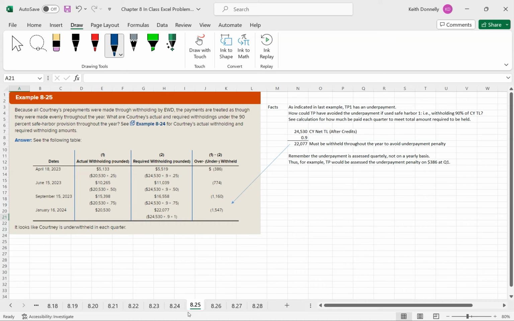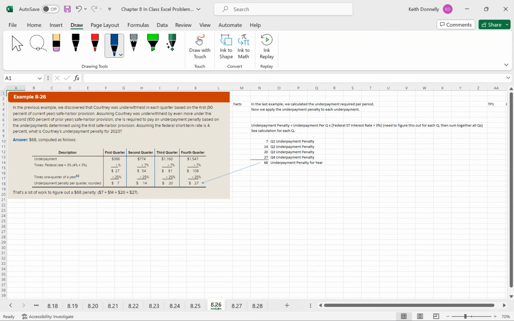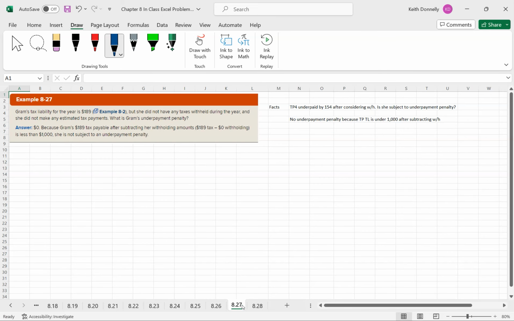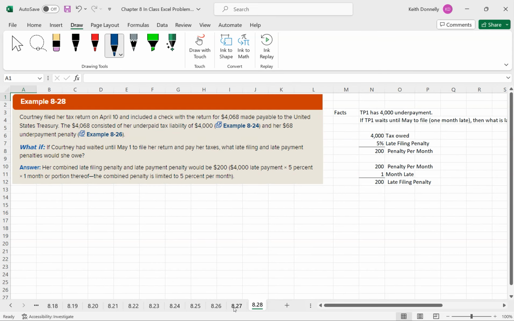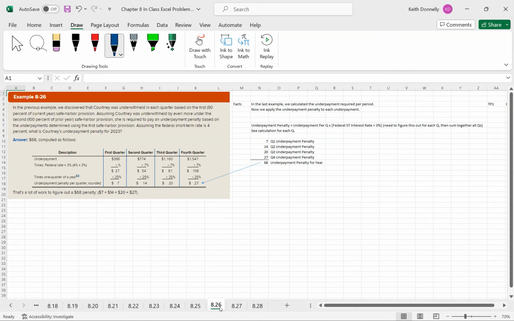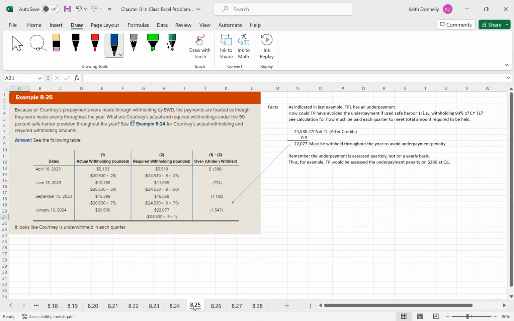Then, how do you actually figure out what you put in? You have to compare what you put in versus what was withheld or required to be withheld. Are you over withheld or under withheld? Okay. And then this one right here is basically showing how we calculate that underpayment penalty. And these two are calculating the late filing penalties and the other penalties associated with the underpayment penalty. So again, it's nothing too hard.